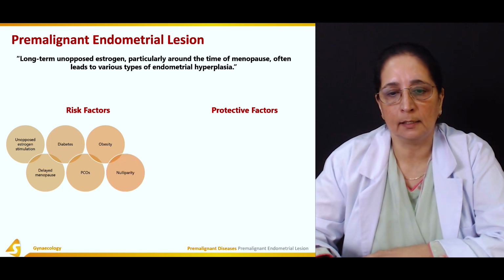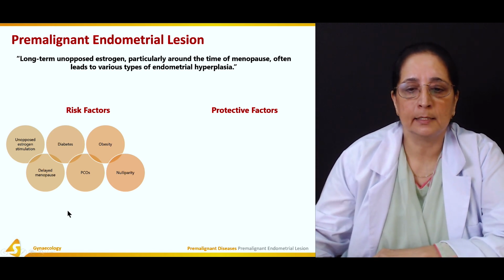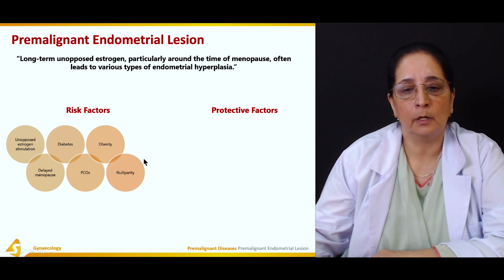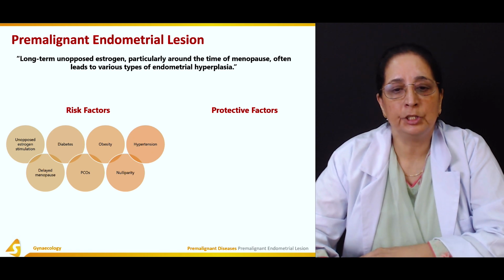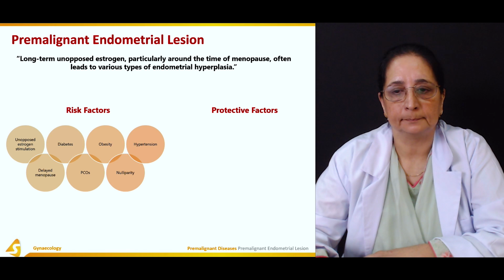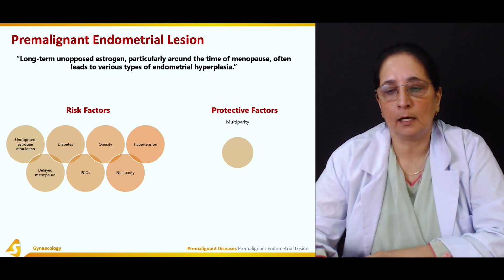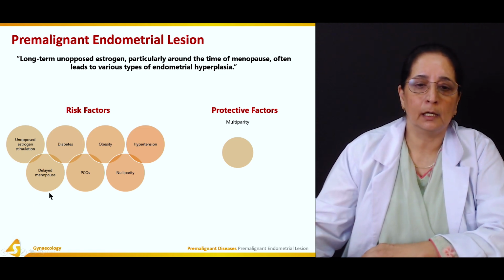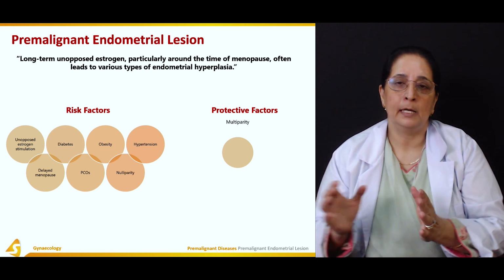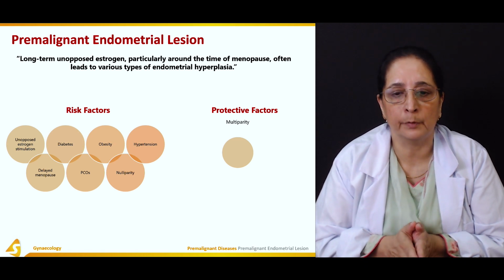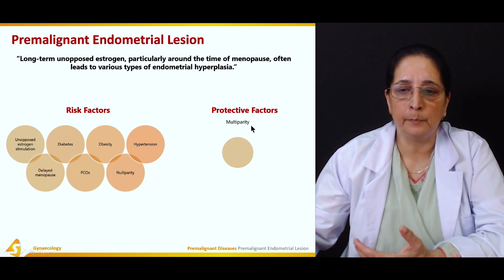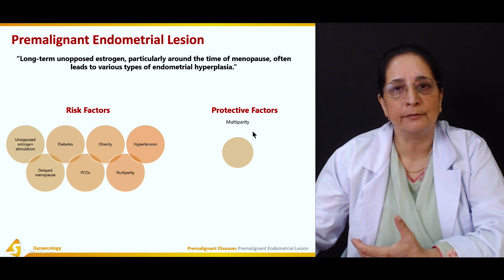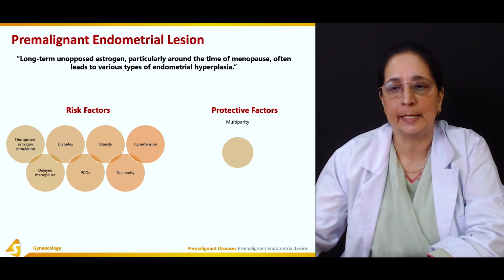Then nulliparity. Nulliparity is a condition in which there is no pregnancy, or the female has never gotten pregnant. Hypertension, which is high blood pressure, can also lead to endometrial hyperplasia. Nulliparity, women who never get pregnant and never give birth, is a risk factor. As compared to that, multiparity, having multiple births, is a protective factor. It protects against endometrial hyperplasia.